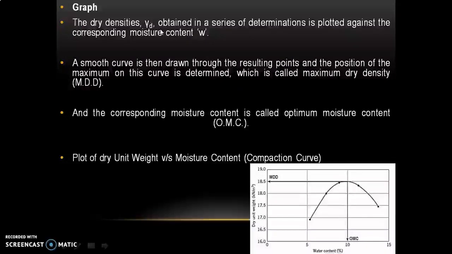With the results of the modified Proctor test, a graph of dry density and moisture content is drawn, and then the compaction curve will help us to determine the value of MDD, that is maximum dry density, and the corresponding value of MDD will give us the value of optimum moisture content.